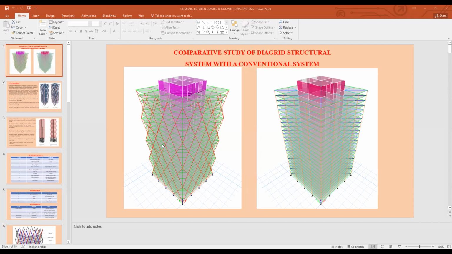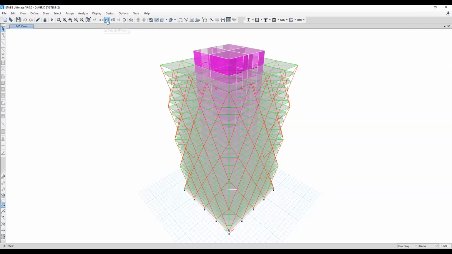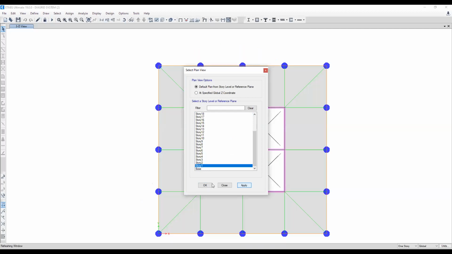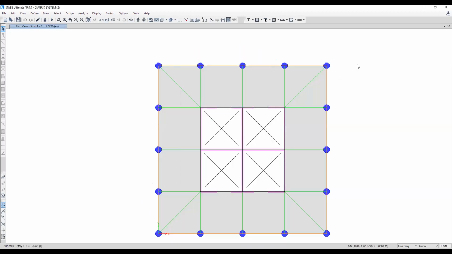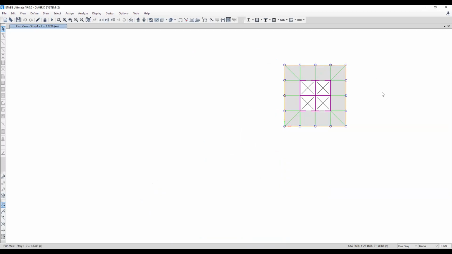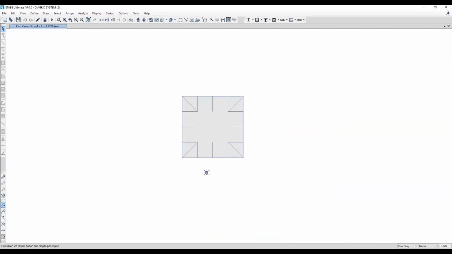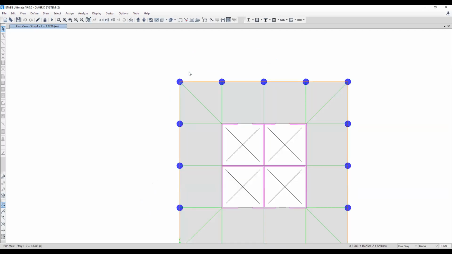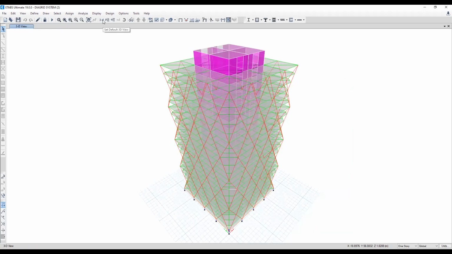Here you are seeing the screen with the tabs. So we have this plan view. I will open the story one and apply. Okay, so here you can see the configuration of the structure. Both of you are seeing? Yes, sir. So here you can see that the outer periphery is all connected with inclined members. So the first critical part of this is to make the member inclined. Both of you are able to do this in SAP.